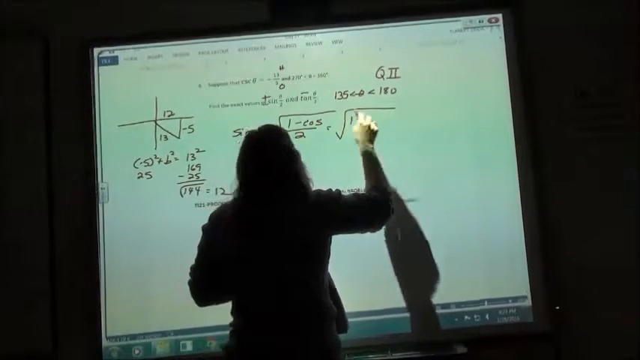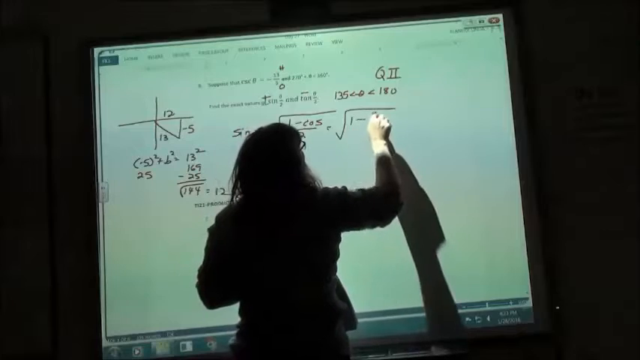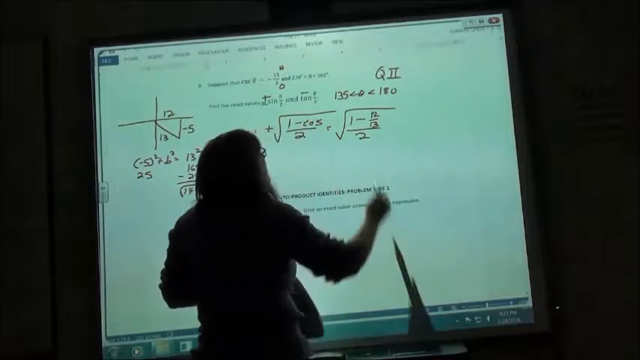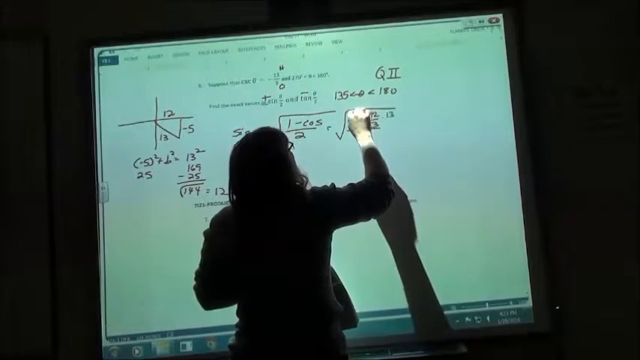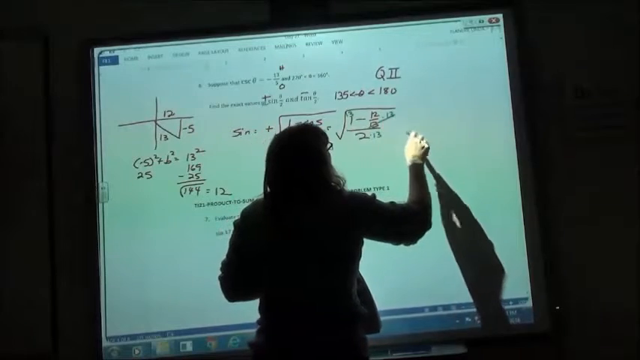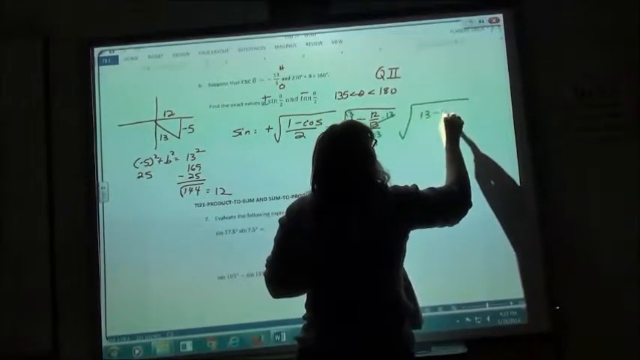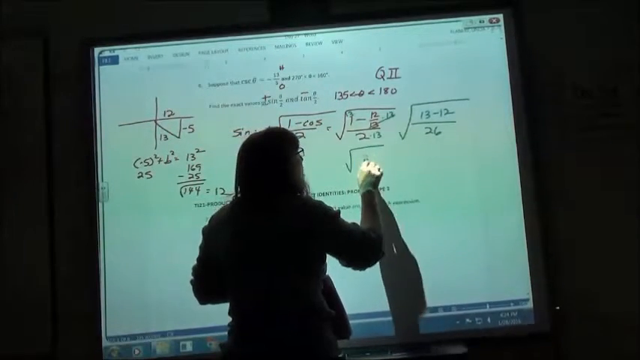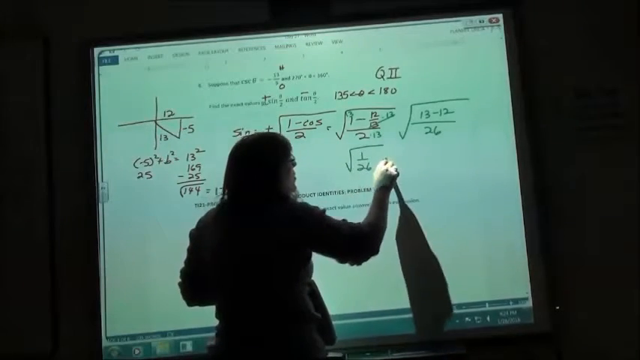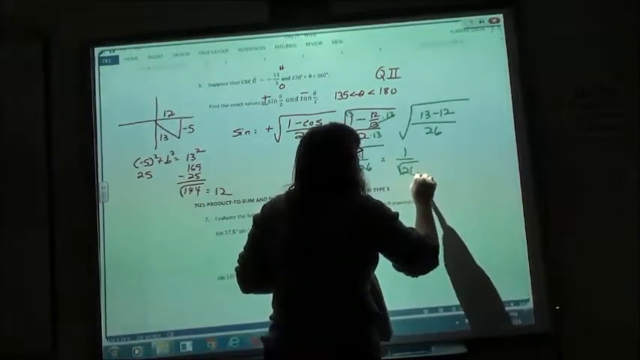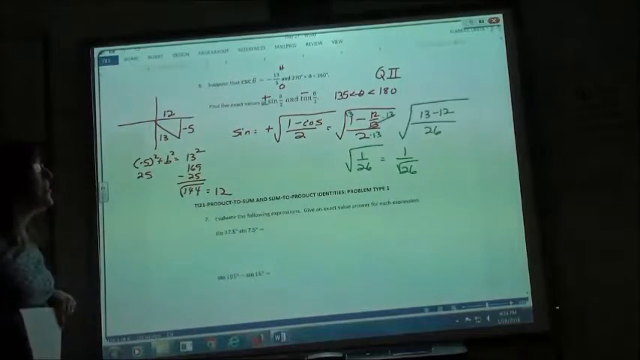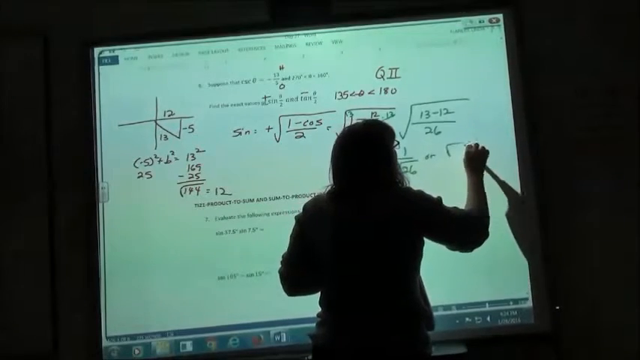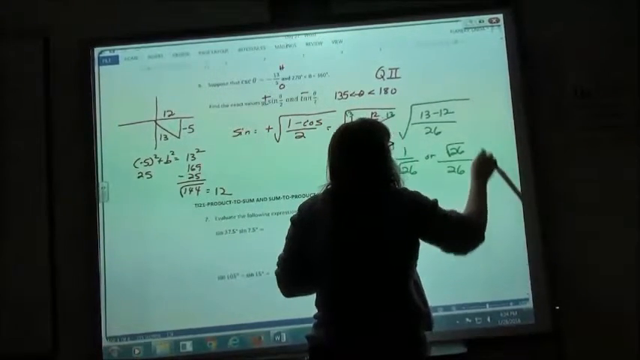So I'm going to have 1 minus my cosine is 12/13 over 2. I am going to multiply by my 13 to get rid of my fraction. So I am going to get the square root of 13 minus 12 over 26. 13 minus 12 would give me 1 over 26. The square root of 1 is 1. So I would have 1 over the square root of 26. You can take it that way, or if you rationalize the denominator, you're going to have the square root of 26 over 26 for your answer.